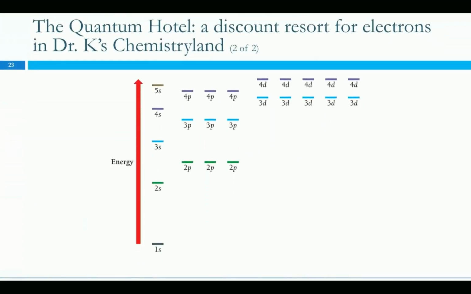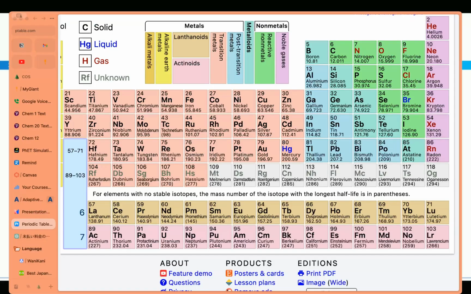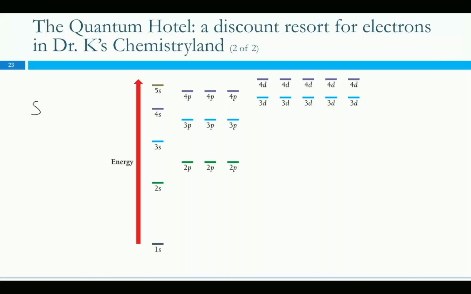So if we were to fill this in for, let's do sulfur, ground state sulfur. How many electrons does sulfur have? It's on the periodic table. 16. So ground state would be the same number of protons as electrons. So you've got 16 electrons.